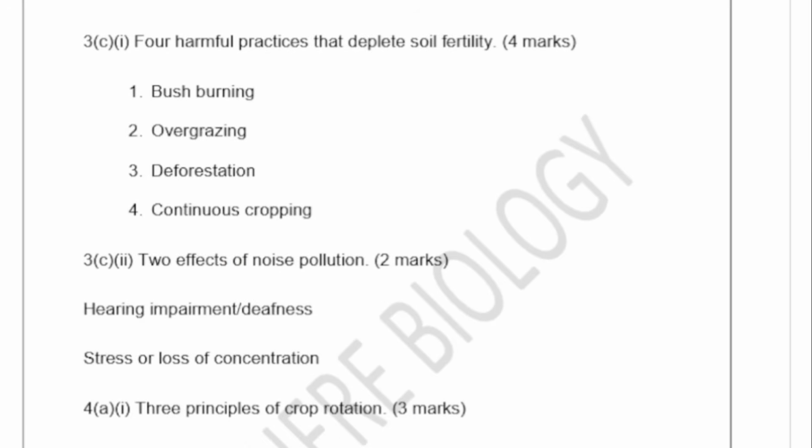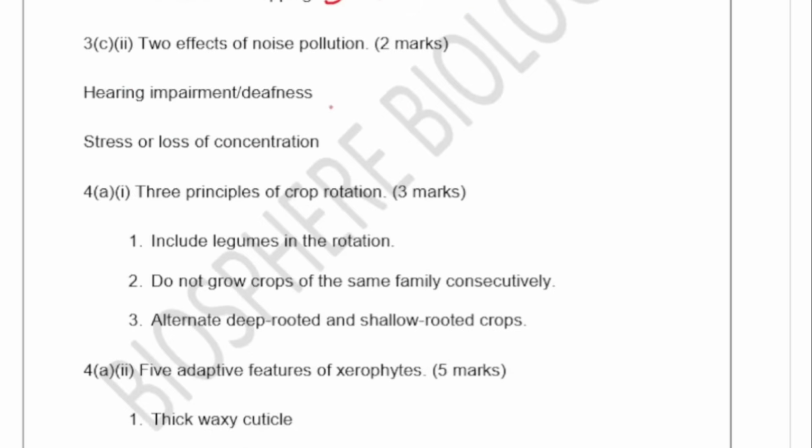So number 3, harmful practices that deplete soil fertility. You have bush burning, overgrazing, deforestation, and continuous cropping. So these are captured there. And then 2 effects of noise pollution: basically hearing impairment or deafness, and then stress or loss of concentration. Just write these things down. These are basic things you can write from your head actually.